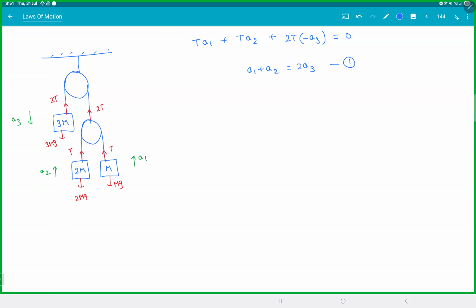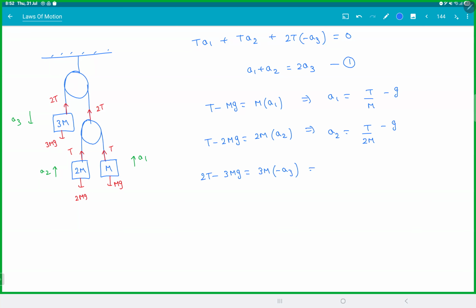For the first block, T minus mg is equal to mass into acceleration. So from here, I will get A1 is equal to T by m minus g. Second, T minus 2mg is equal to 2m into acceleration. So A2 will be T by 2m minus g. For the third block, 2T minus 3mg is equal to 3m into minus A3. So we get A3 is equal to g minus 2T by 3m. Why am I doing this? Because I know A1, A2, A3, I can put them in the constraint.